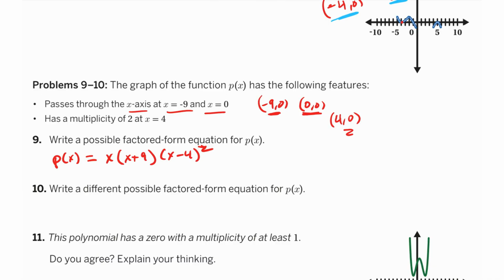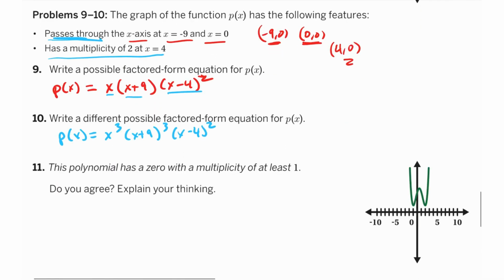And so I know that this x minus 4 has to stay the same because that has a multiplicity of 2 at x equals 4, but these two can change because there's multiple situations where we pass through at the x-axis. So, I could just change those both to cubed. That would still give me something that passes through, and then x minus 4 still has to be squared because it has a multiplicity of 2.